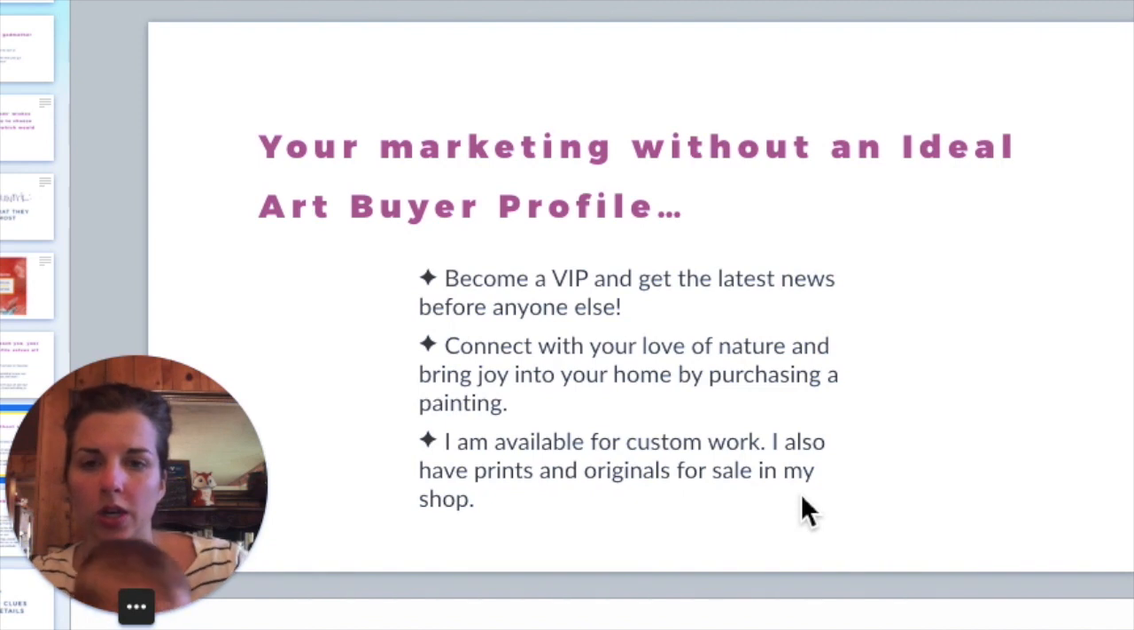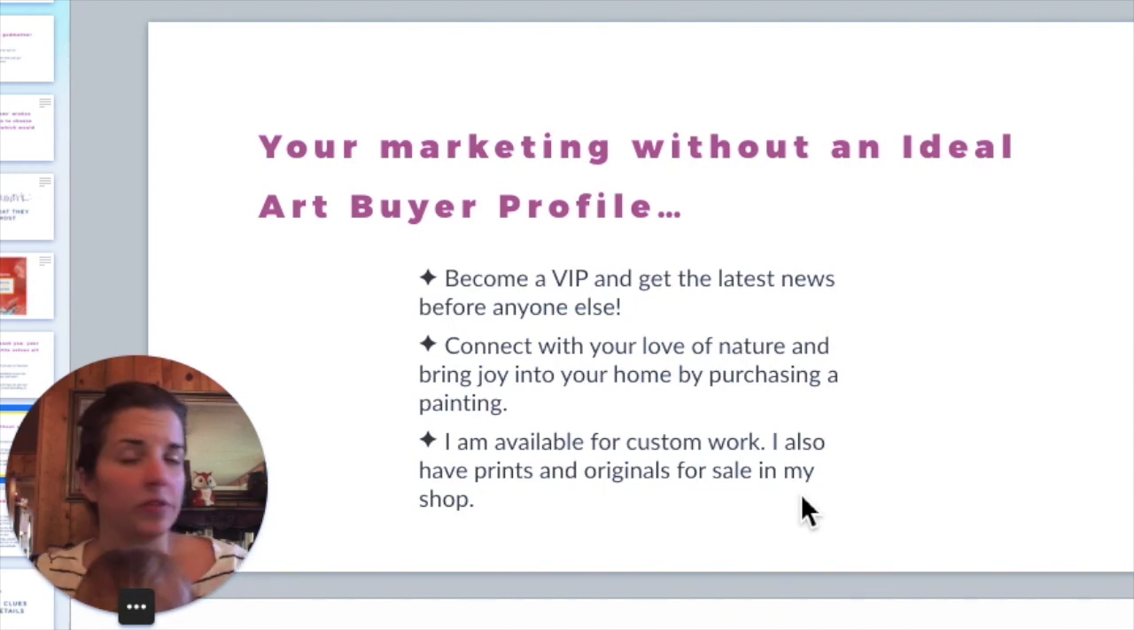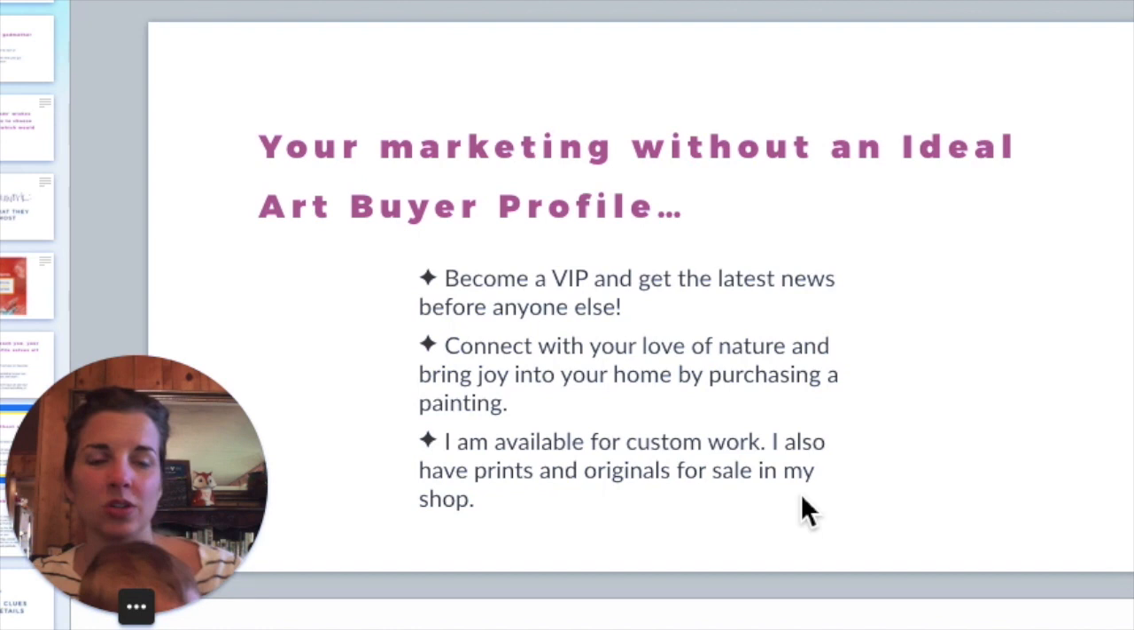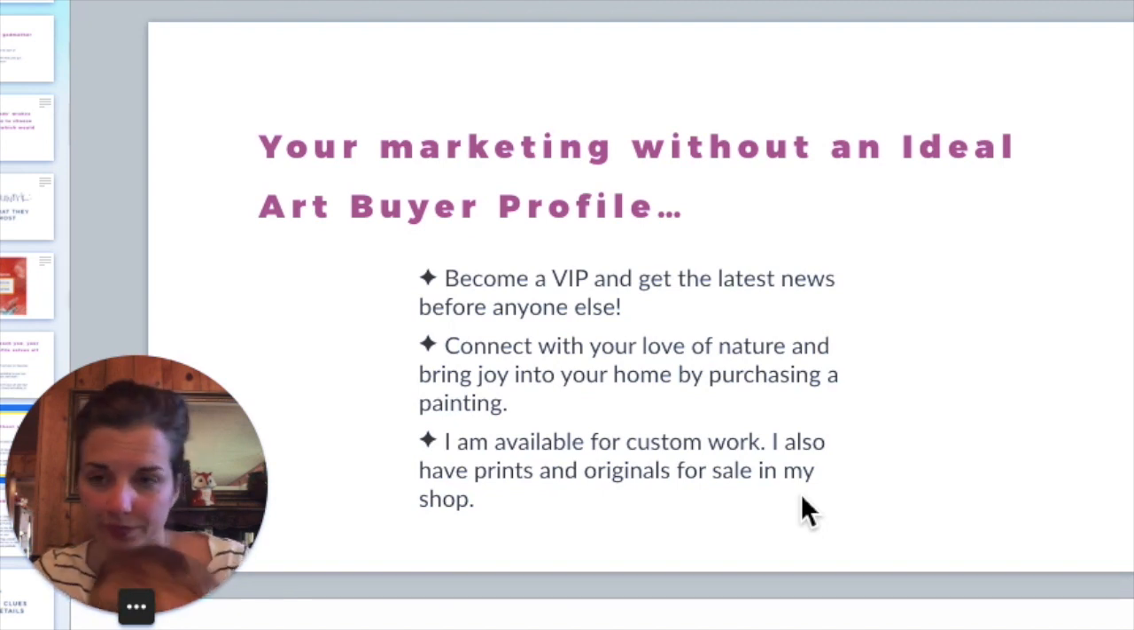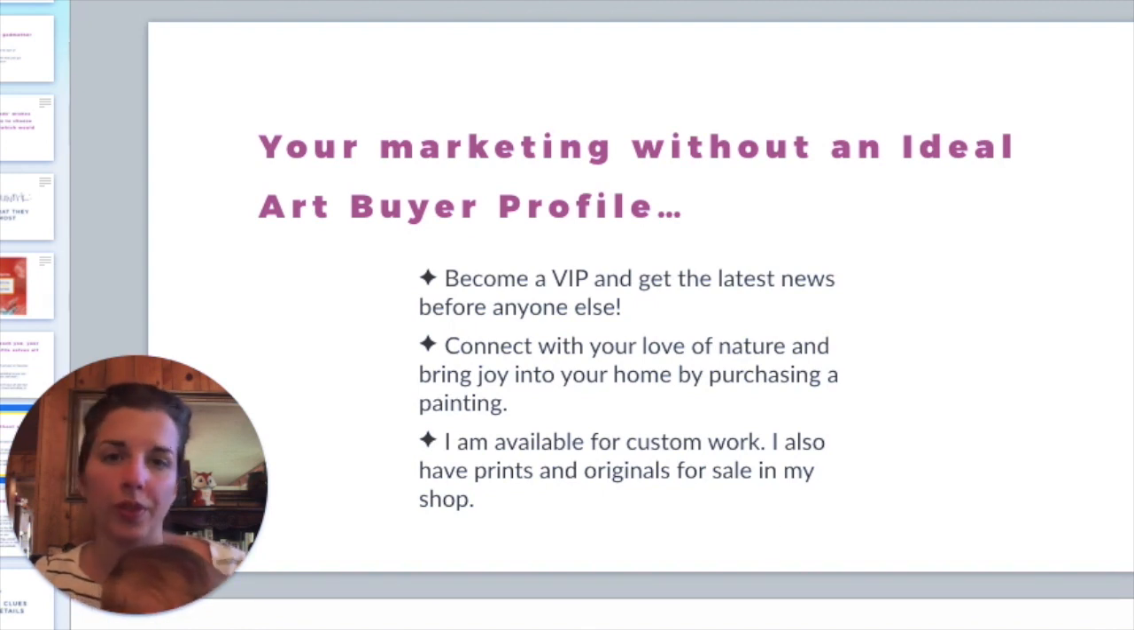When you are talking about what kind of things you have available, and you just name them all. I'm available for custom work. I have prints and originals for sale in my shop. Okay, well that doesn't really give me any direction where to go, and that kind of tells me you do all the things, and I don't really know what you do because you do so many things. You don't want to lose people over stuff like that. You want to know what they want so you can get specific.